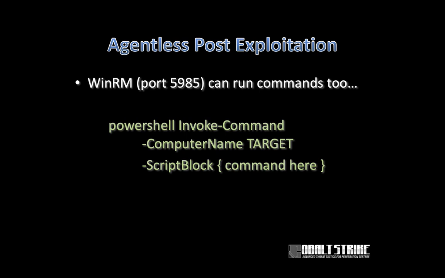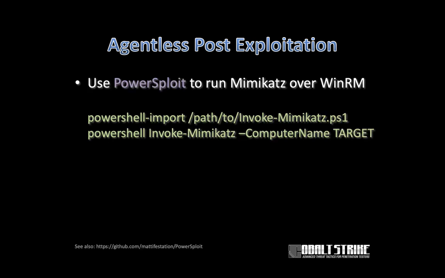Another really cool agentless post exploitation technique is to use WinRM when it's enabled to run commands on that remote target. You can do that with PowerShell: Invoke-Command -ComputerName target -ScriptBlock, and whatever you want to run. What's cool about Invoke-Command is it will give you the output back as well. You can use PowerSploit to run Mimikatz over WinRM. Just powershell-import the path to Invoke-Mimikatz.ps1 and run Invoke-Mimikatz -ComputerName target.